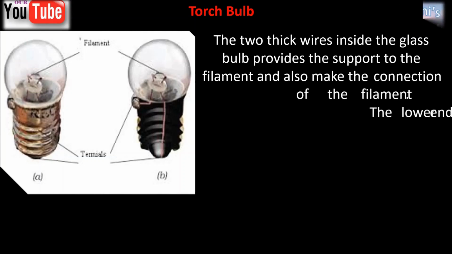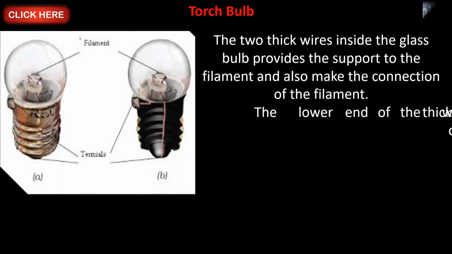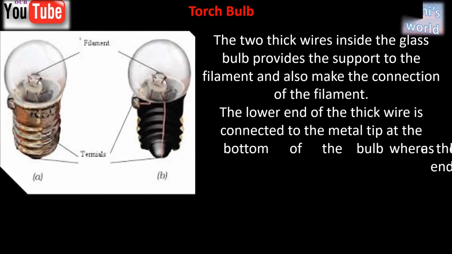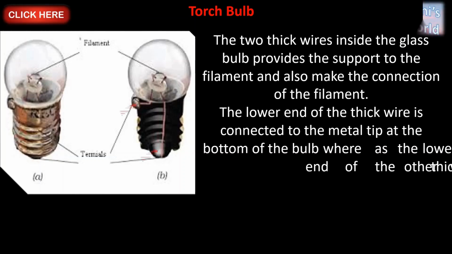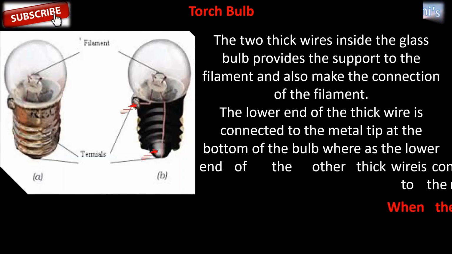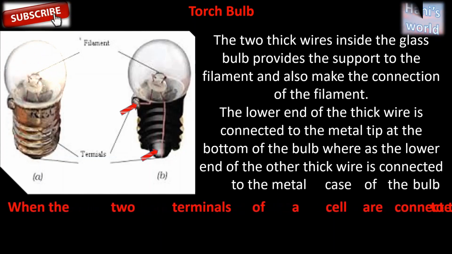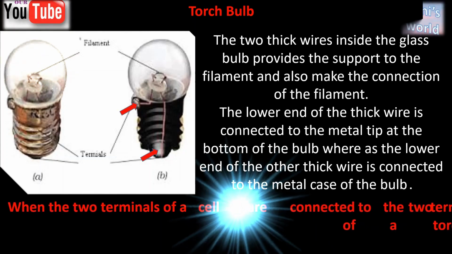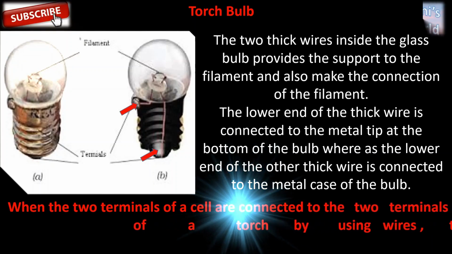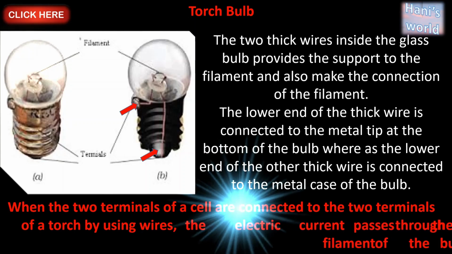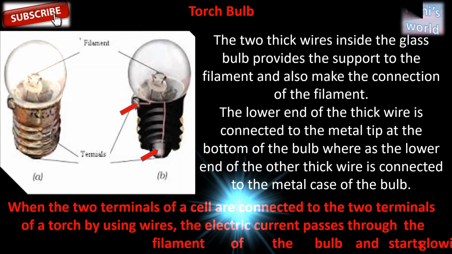The two thick wires inside the glass bulb provide support to the filament and also make the connection of the filament. The lower end of one thick wire is connected to the metal tip at the bottom of the bulb, whereas the lower end of the other thick wire is connected to the metal case of the bulb. When the two terminals of a cell are connected to the two terminals of a torch bulb by using wires, the electric current passes through the filament of the bulb and it starts glowing. A bulb connected to an electric cell.